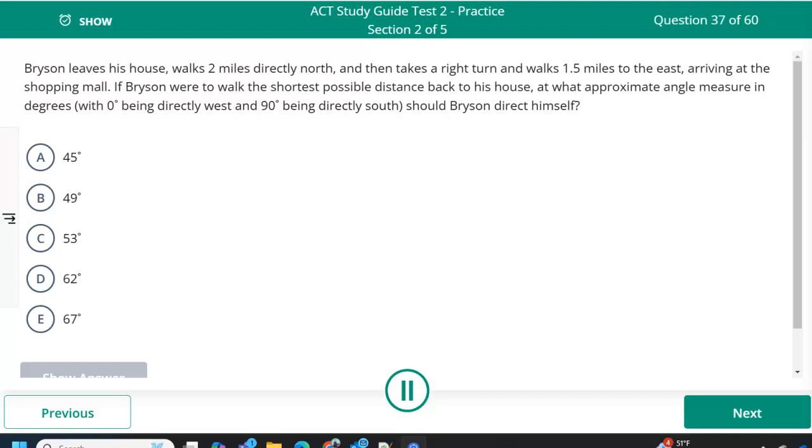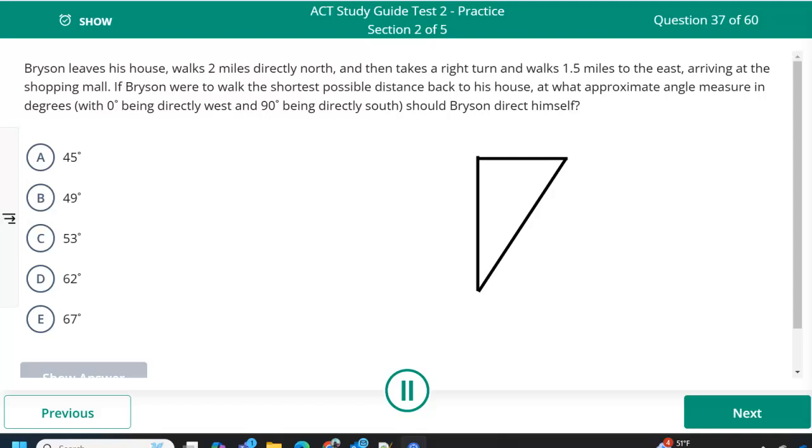All right, Bryson leaves his house. Actually, let me see if I can write and draw here at the same time. Bryson leaves his house. He walks 2 miles directly north. He takes a right turn. He walks 1.5 miles to the east. Now he's at the shopping mall. Now, if he were to walk the shortest possible distance back to his house, which would be the shortest distance between 2 points, is a straight line.